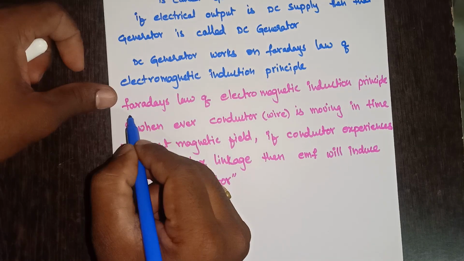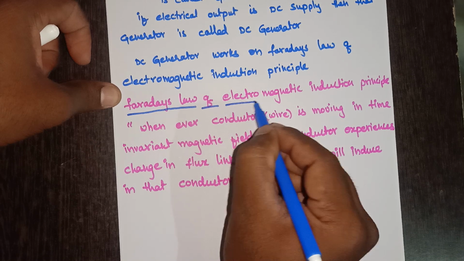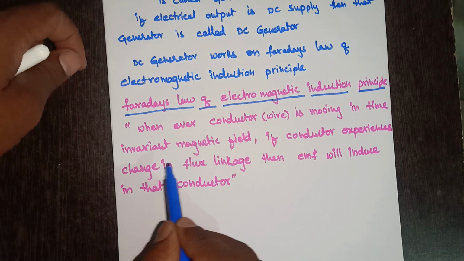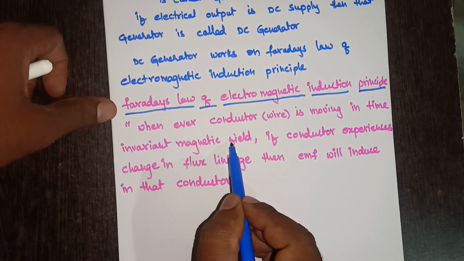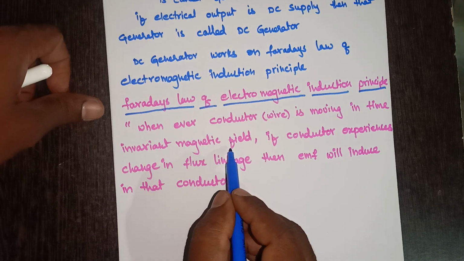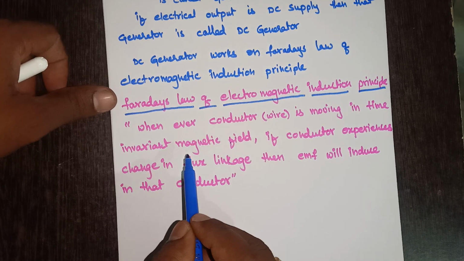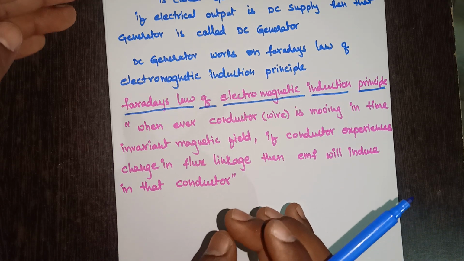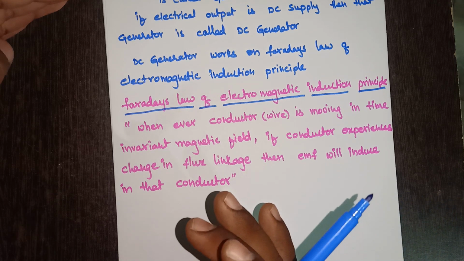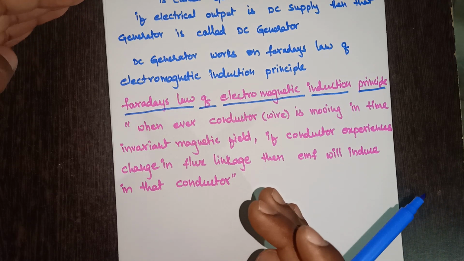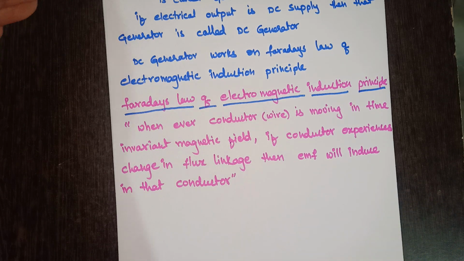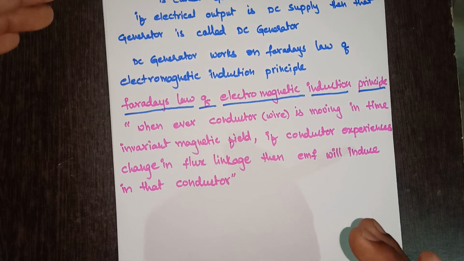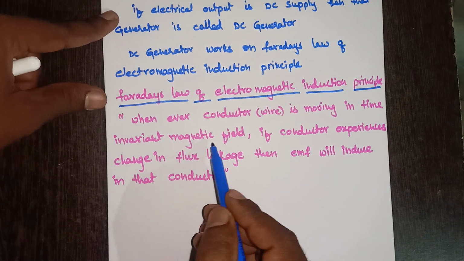So the statement is, whenever a conductor is moving in a time invariant magnetic field. Time invariant magnetic field means it is a DC magnetic field. It is a constant magnitude magnetic field; the flux magnitude should not vary with time. Constant flux requires constant current, and constant current is possible with DC supply only. That's why I call it a DC field.